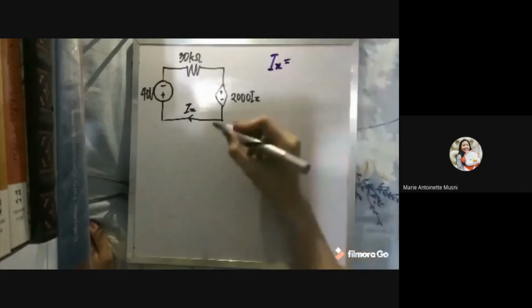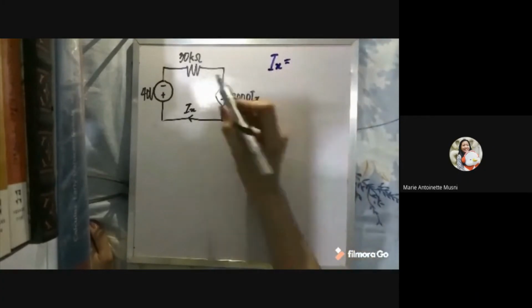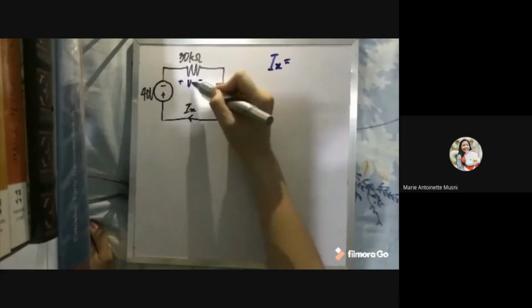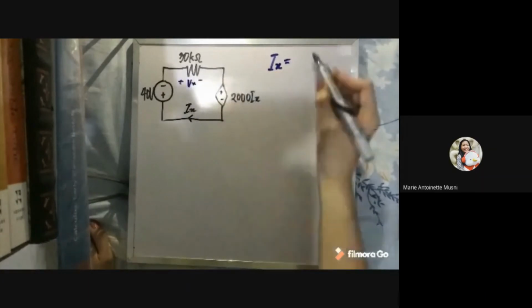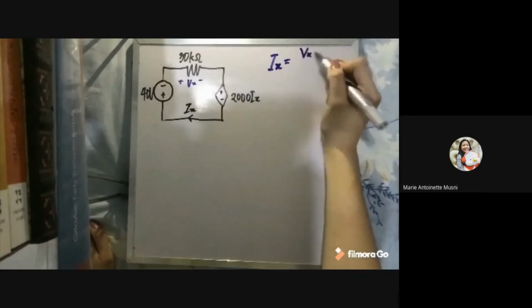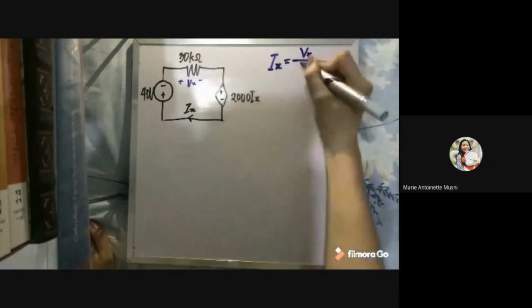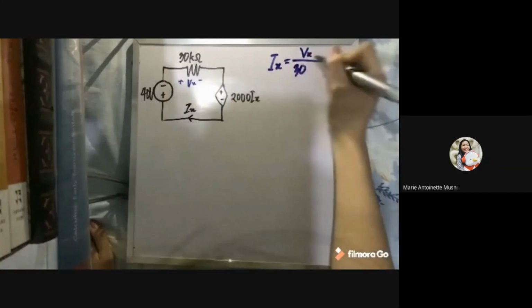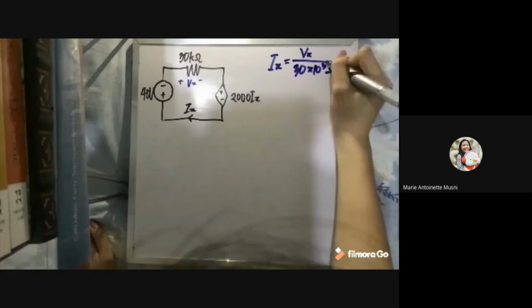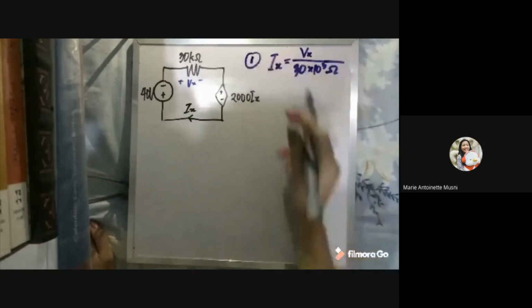So V over R would be V sub x, and assign polarities here, V sub x over the equivalent resistance, 30 kilo ohms. So that's 30 times 10 raised to 3 ohms. So that is our first equation.